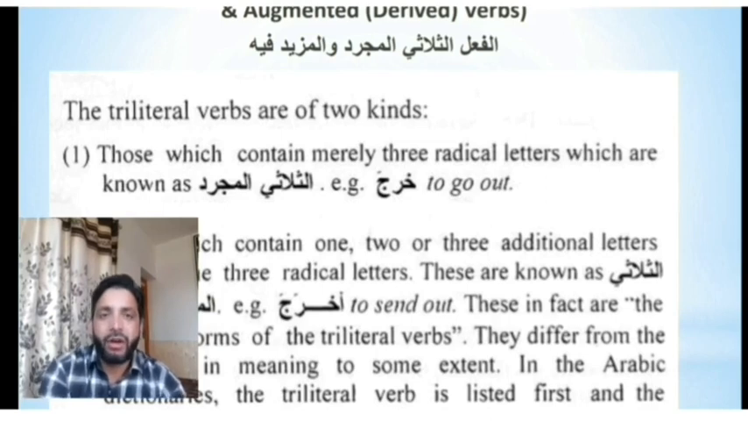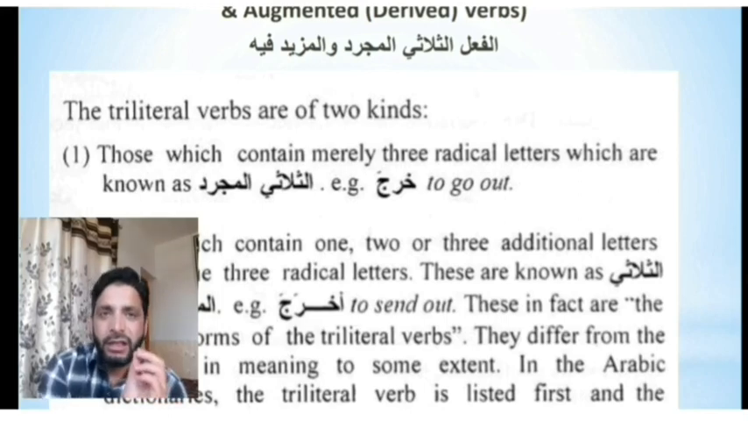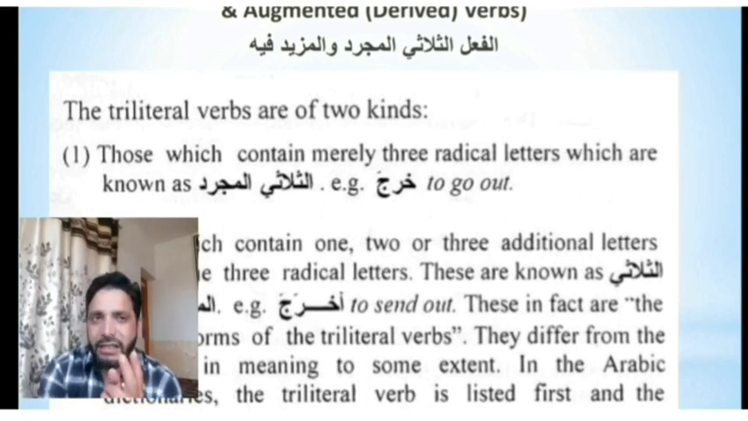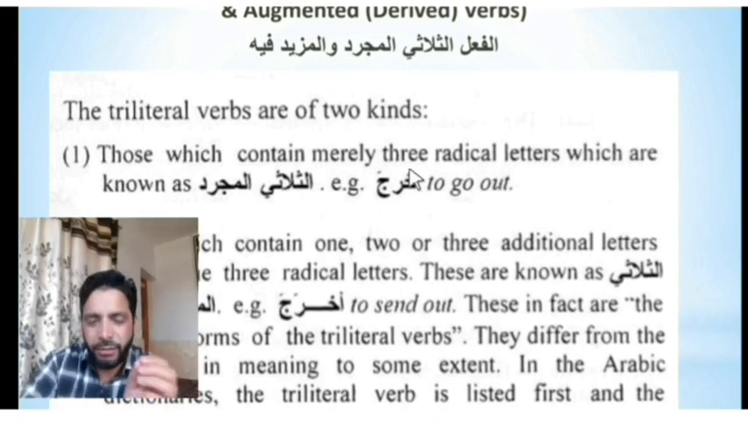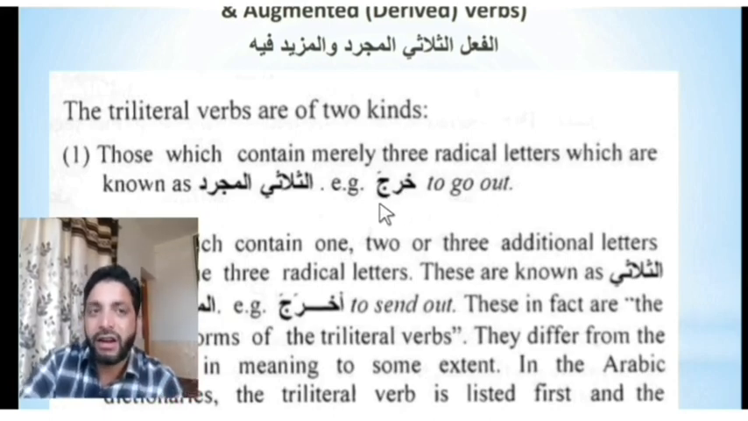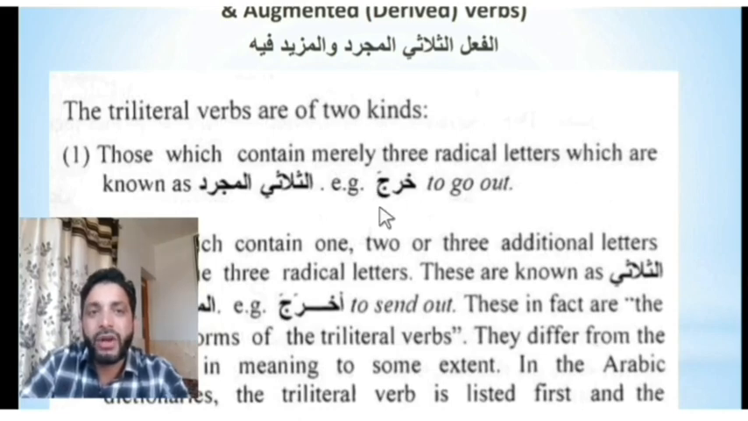The trilateral verbs are of two kinds. You have to memorize that. The first is those which contain merely three radical letters, three basic letters, which are known as الثلاثي المجرد. For example, خرج, to go out. Here you see, خرج is a verb, and we find three letters there: kha, ra, and jim. All three letters are radical letters, basic letters, root letters. So this verb is called sulasi mujarrad.